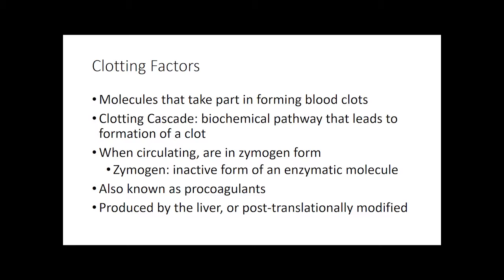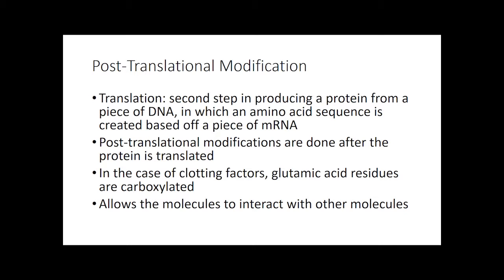Most procoagulants are produced by the liver. Those that aren't undergo a post-translational modification. Now, here's a quick refresher on what that means. Translation is the second major step in the process of creating a protein from DNA, in which the end product is the protein. A post-translational modification, as you can guess by its name, occurs after the protein has been translated. In the case of the clotting factors not produced by the liver, vitamin K is utilized to carboxylate, which means to add a carboxyl group, usually in the form of carbon dioxide, to the glutamic acid residues of the protein. This modification allows the molecules to bind to other molecules in the pathway.